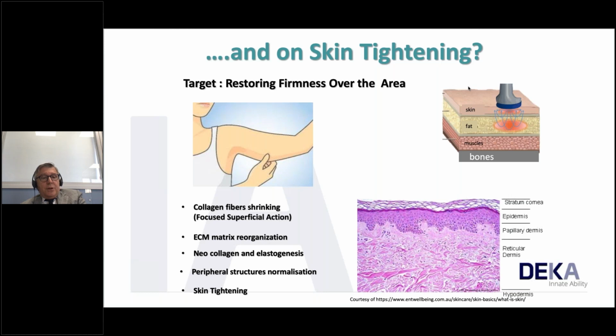Why? We can see collagen fibers shrinking. The extracellular matrix is reorganized, with neocollagen, elastogenesis, and peripheral structure normalization. As a consequence, skin tightening.